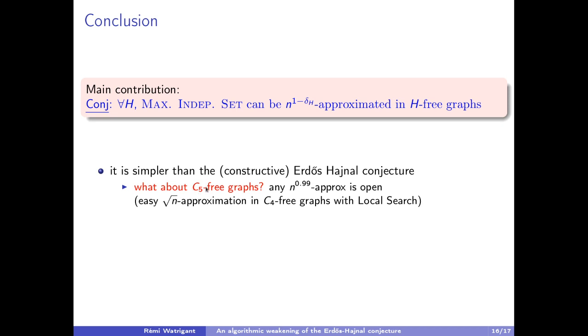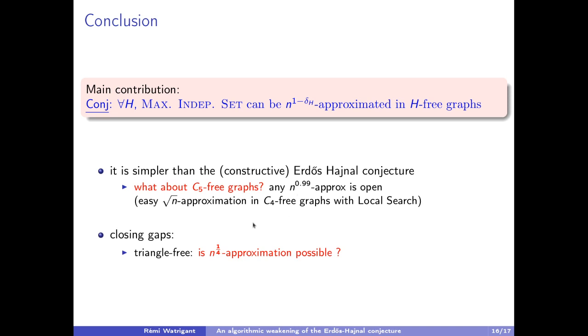By the way, the case of C4-free graphs is quite different, because, using the classical local search algorithm, you can easily prove that C4-free graphs admit an easy square root of n approximation algorithm. And the reason it works for C4 is because C4 is a complete bipartite graph. So actually, our conjecture is also true for every complete bipartite graph H, so in particular C4. But still open for C5. So I think that having an approximation algorithm for C5-free graphs might be easier than Erdős–Hajnal, so it would be an interesting first step for proving Erdős–Hajnal.